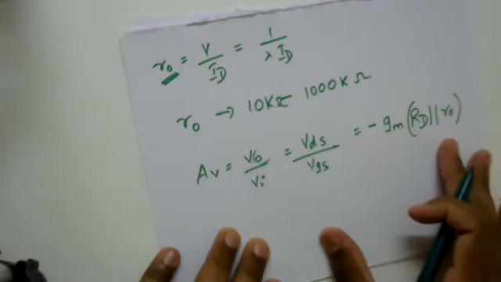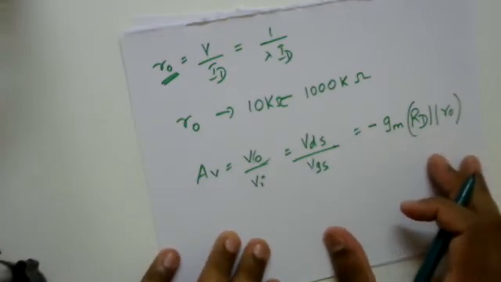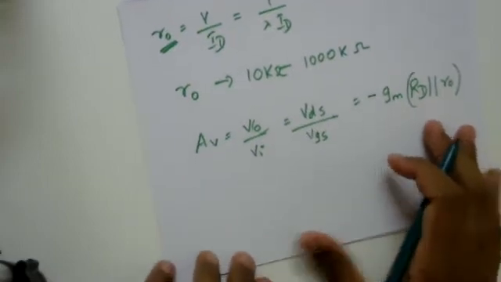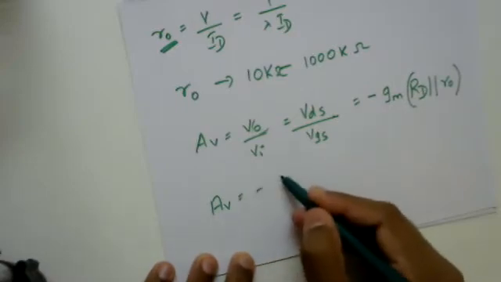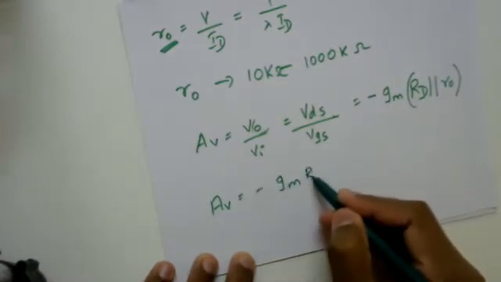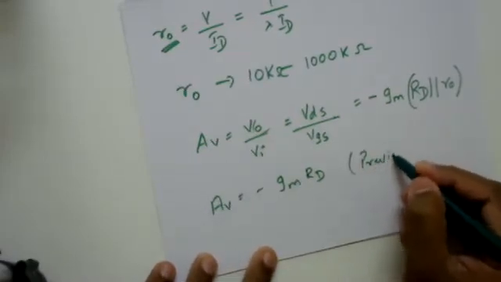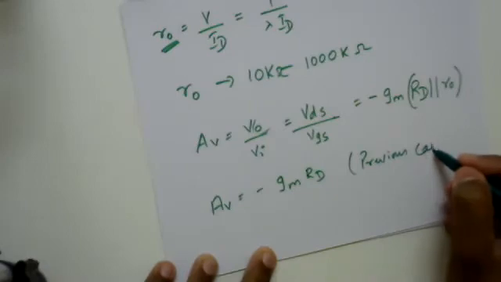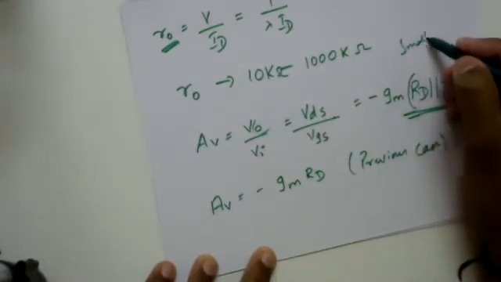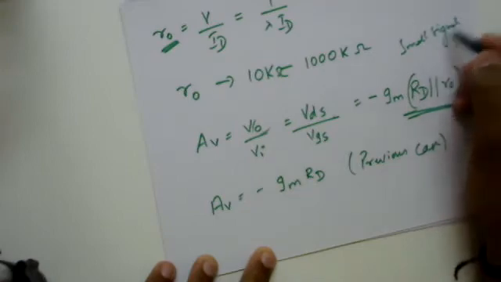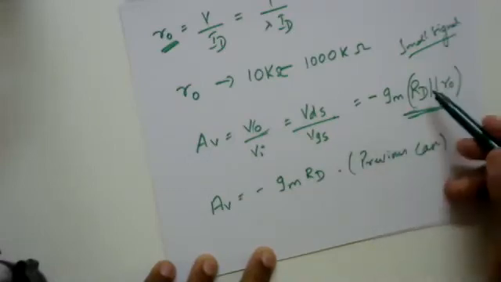Now I want to throw a question at you, just to make sure your fundamentals are strong. If I say AV is equal to minus gm times RD, this was my expression in the previous case. And this is the expression that I'm going to use for small signal. Now I want to ask you, will these two equations make a drastic change?